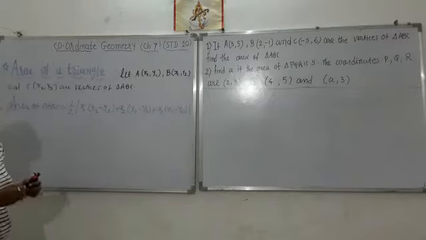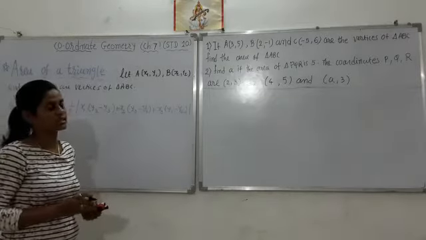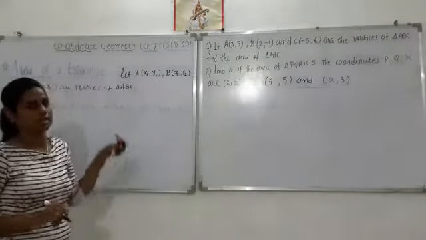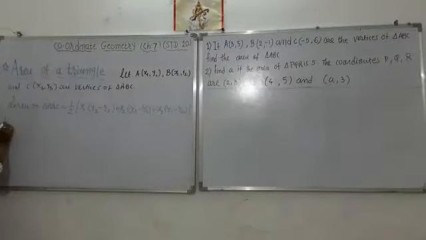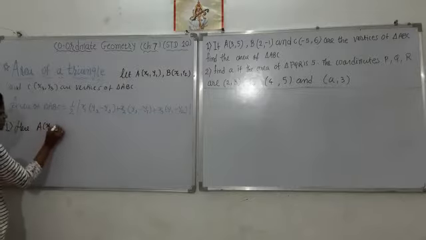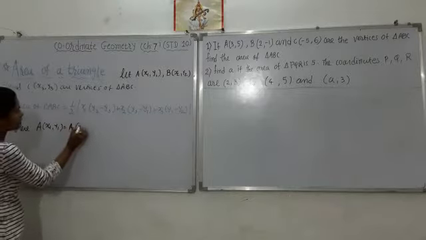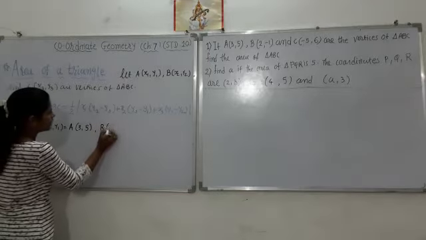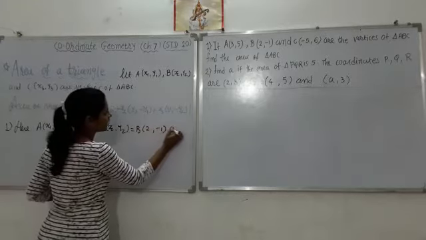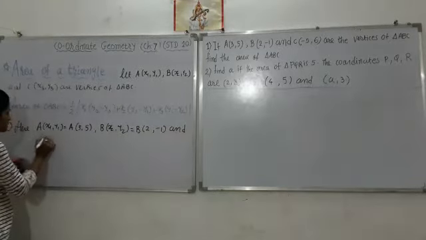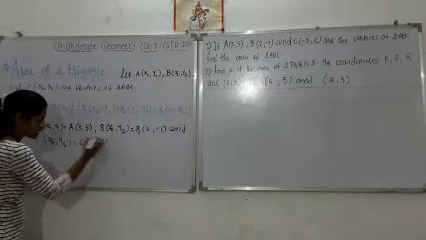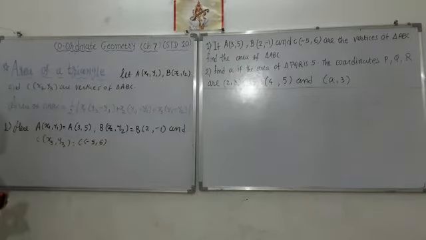In the first question, the vertices A of 3, 5, B of 2, minus 1 and C of minus 5, 6 are given and you want to find the area of triangle ABC. So how can you find its area? Here A of x1, y1 is equal to A of 3, 5. B of x2, y2 is equal to B of 2, minus 1, and C of x3, y3 is equal to C of minus 5, 6. Then put all values in this formula.